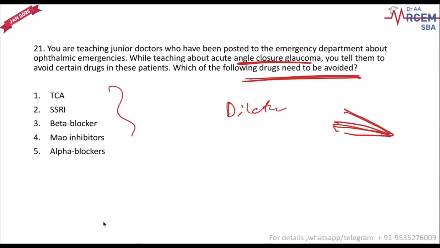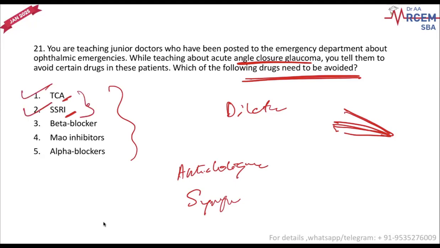Which of the following drugs can cause dilatation? Anything which has an anticholinergic effect, or any drugs which are sympathomimetics, can cause pupillary dilatation. Here, both TCAs and SSRIs, tricyclic antidepressants and SSRIs, have anticholinergic properties. Both can cause it, so both of these are the right answer. I am expecting that they might remove this question next time around. They might just give one of these. So be aware of these two drugs.